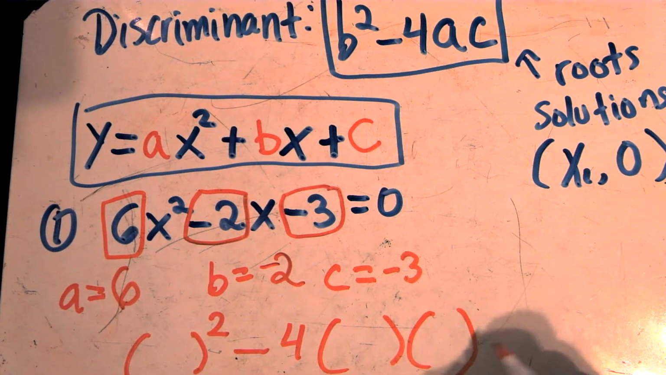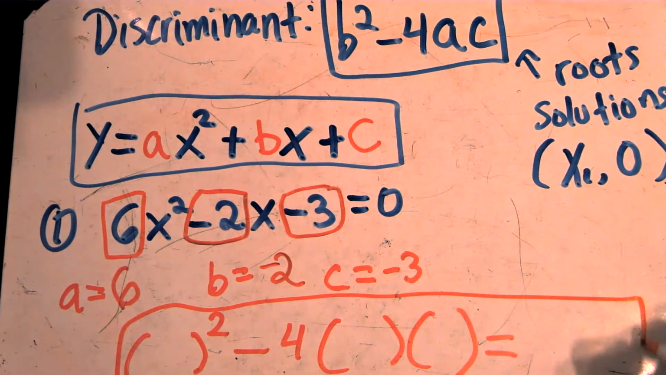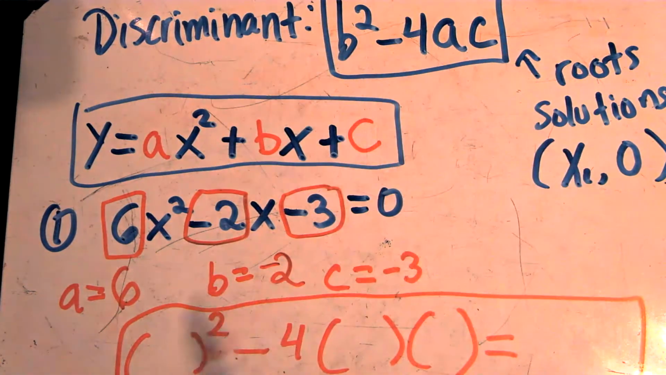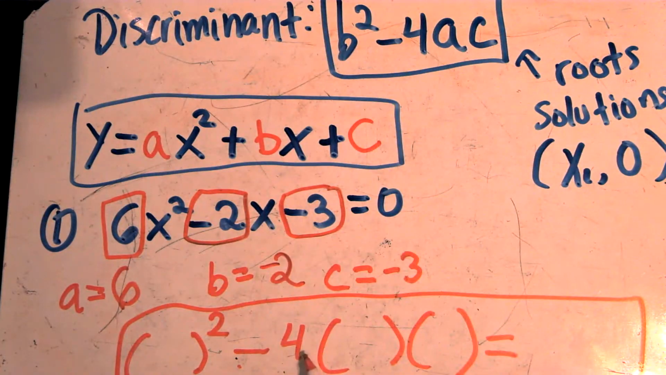And I start by creating placeholders for b, a, and c. So we have parentheses squared for b squared, minus 4, parentheses empty for my a, parentheses for my c.